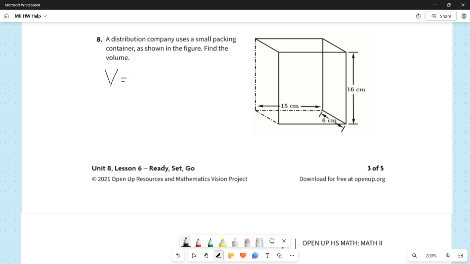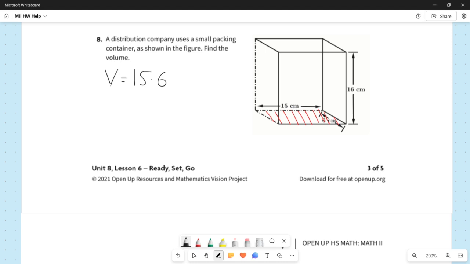In order to find the volume of any prism or cylinder, it's going to be the area of the base times the height. This is a rectangular prism. That means that our base is a rectangle. The dimensions of that rectangle are 15 and 6. So if I want the area of my base, it is going to be 15 times 6, which is 90, by the way. So the area is 90 square centimeters.